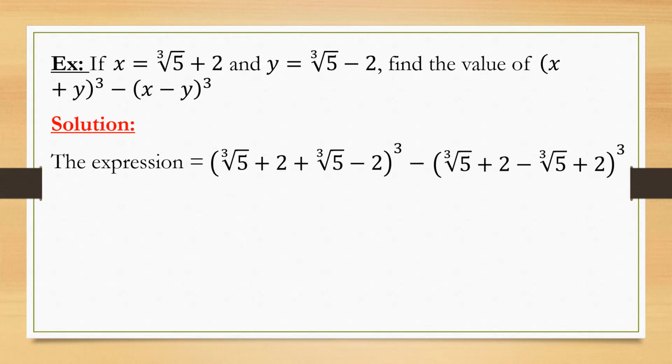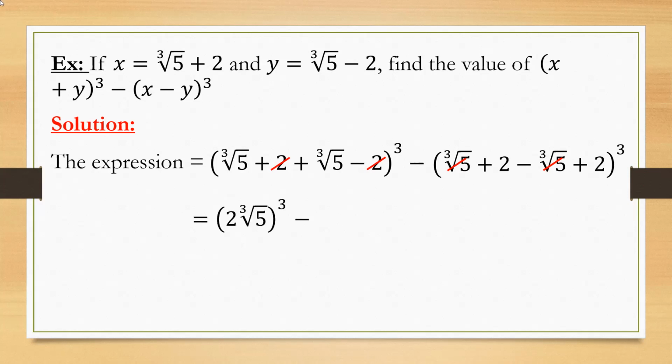2, all power 3. I have here additive inverse, I cancel it. 2 with negative 2 will be 0, so it's cancelled. And in another bracket, I have here cubic root 5 with negative cubic root 5. It will be cancelled because they are the additive inverse of each other. Because 2 with negative 2 will be 0, and the cubic root 5 with negative cubic root 5 will also be 0. So the answer in the first bracket will be 2 cubic root 5, all power 3.